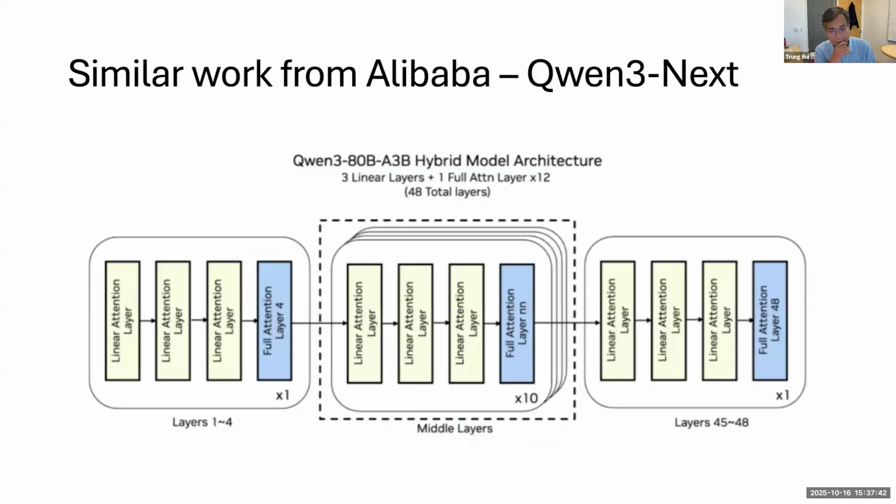Another interesting work was released by Alibaba, the Qwen 3 model. It's a hybrid model as well, as you can see here. They also apply the same idea by mixing both linear attention layers with full attention layers. So I think it is interesting to see that, from our work, other popular models in industry already apply the same idea in order to improve the inference times.